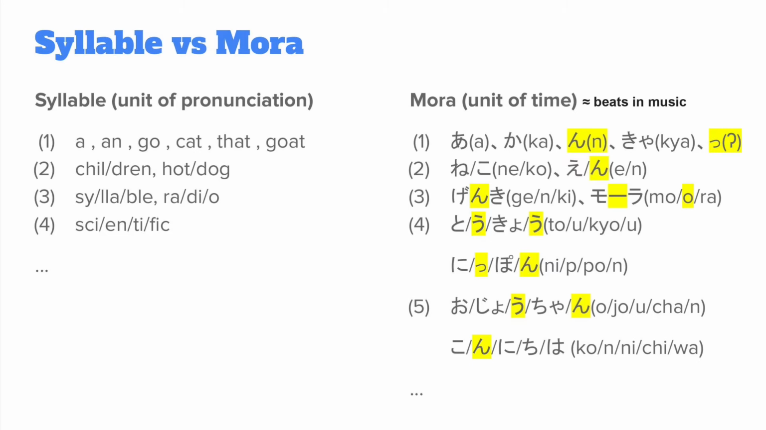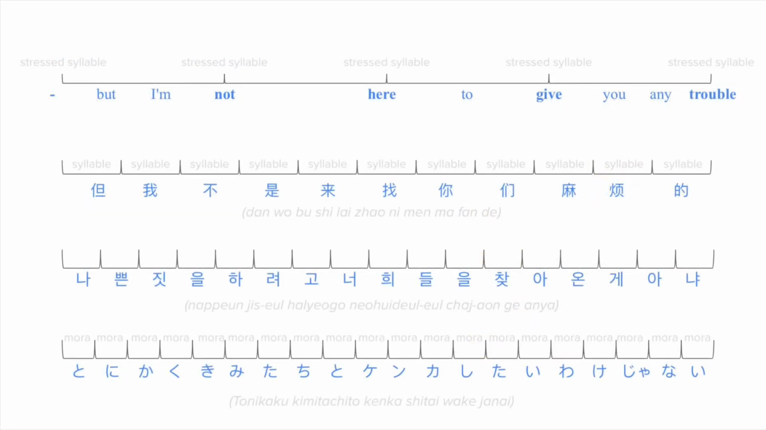Long vowels in Japanese also have longer duration. For instance, it takes up two rhythmic units. We can think of mora timing as having the most number of beats from all three rhythm types, putting everything together. But I'm not here to give you any trouble.